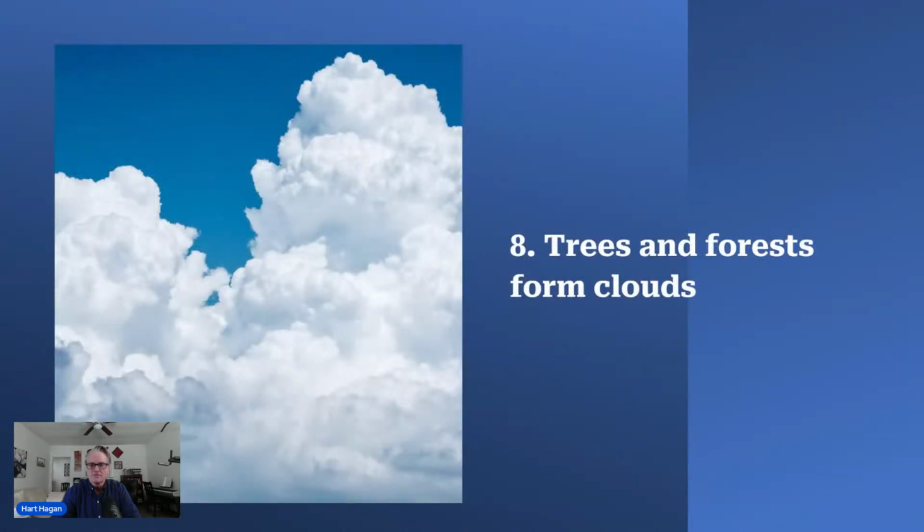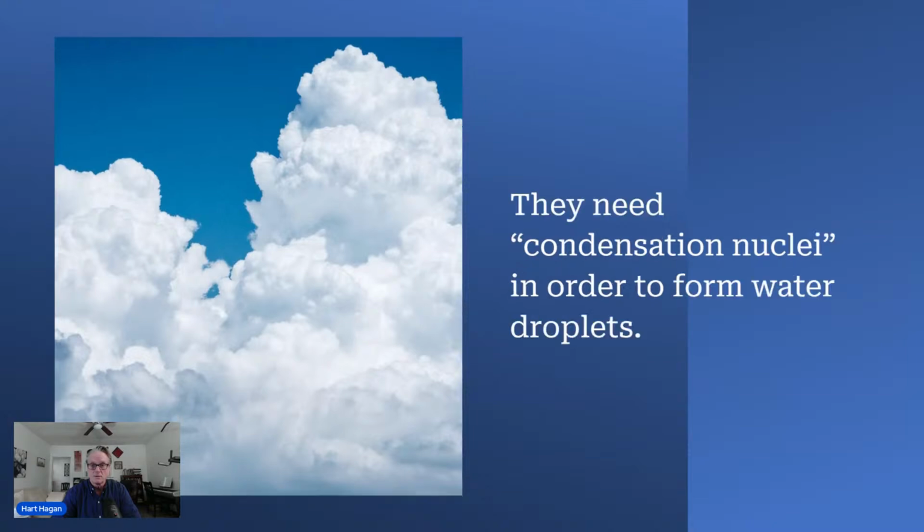Trees and forests form clouds. So we're talking about all the ways in which forests drive our water cycles, and trees and forests form clouds. How does that work? Clouds don't form on their own. They need condensation nuclei in order to form water droplets.